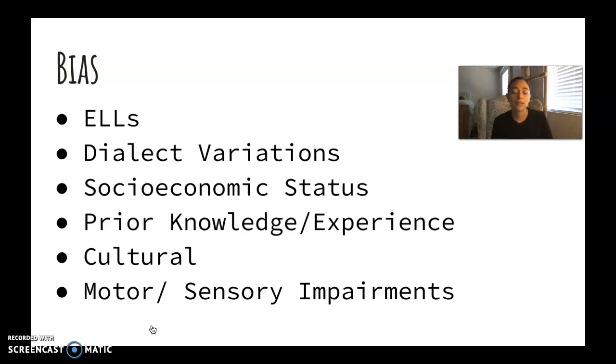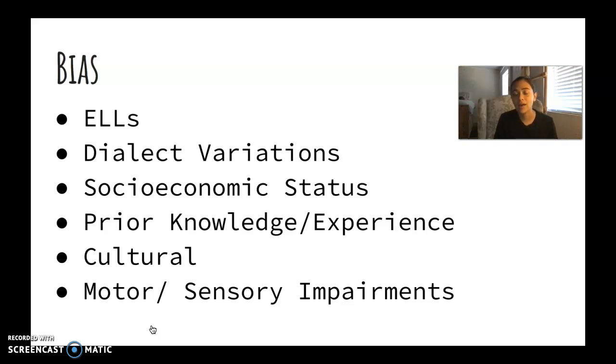Motor and sensory impairment bias. Sometimes a child may not be able to see, and because the child can't see, they don't point to the right picture, and it has nothing to do with the fact that they don't understand the language or that they can't express themselves. It's just that their impairment got in the way of them responding in a way that they might have if they had just had glasses.